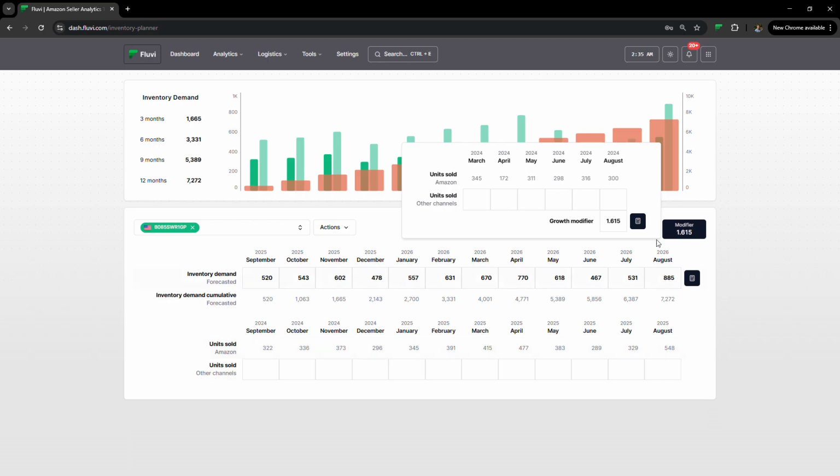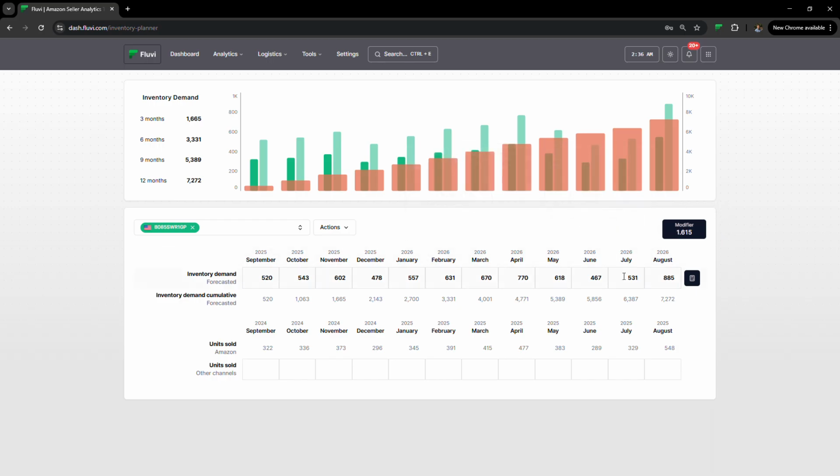So again, the modifier tells us if we're selling more units this year than last year. If it's above 1.0, it tells us that we have a positive trend. We're selling more in 2025 than we did in 2024. Now that we know the trend, again, we take that number, multiply it by the number of units sold the previous year, and that's how we get the number of units we're expected to sell this year.